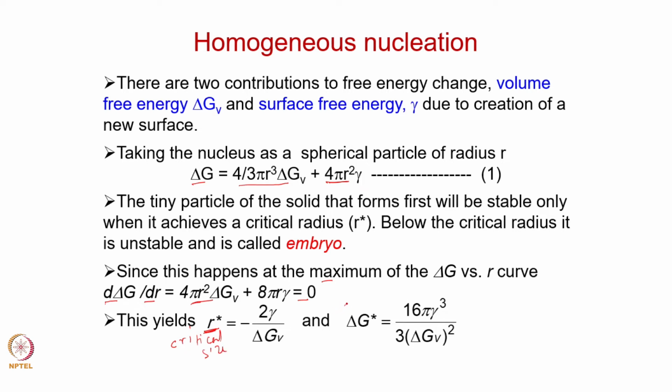And you can also derive the critical free energy change for the nucleus to form, and it will be given by this particular equation over here. So this is homogeneous nucleation, where the whole process is mainly controlled by the surface energies. As long as you have a driving force for this surface to be created, this will continue.